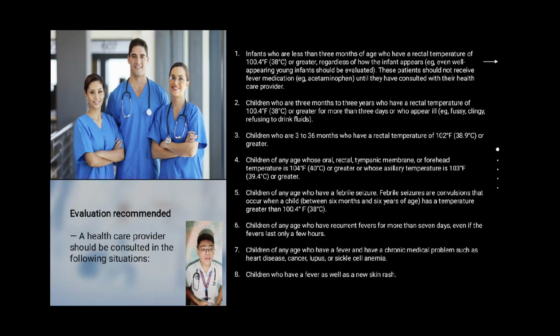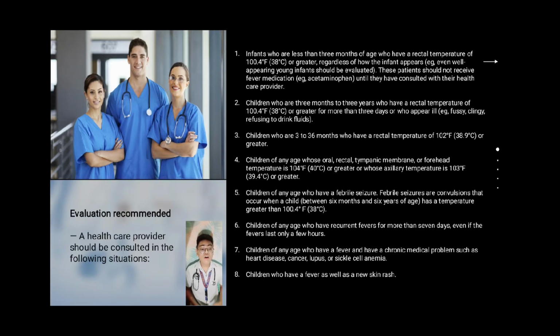Fourth is children of any age whose oral, rectal, tympanic membrane, or forehead temperature is 104 Fahrenheit, 40 Celsius or greater, or whose axillary temperature is 103 Fahrenheit, 39.4 Celsius or greater. Fifth is children of any age who have febrile seizures or convulsions, which occur when a child between 6 months and 6 years of age has a temperature greater than 100.4, 38 Celsius.